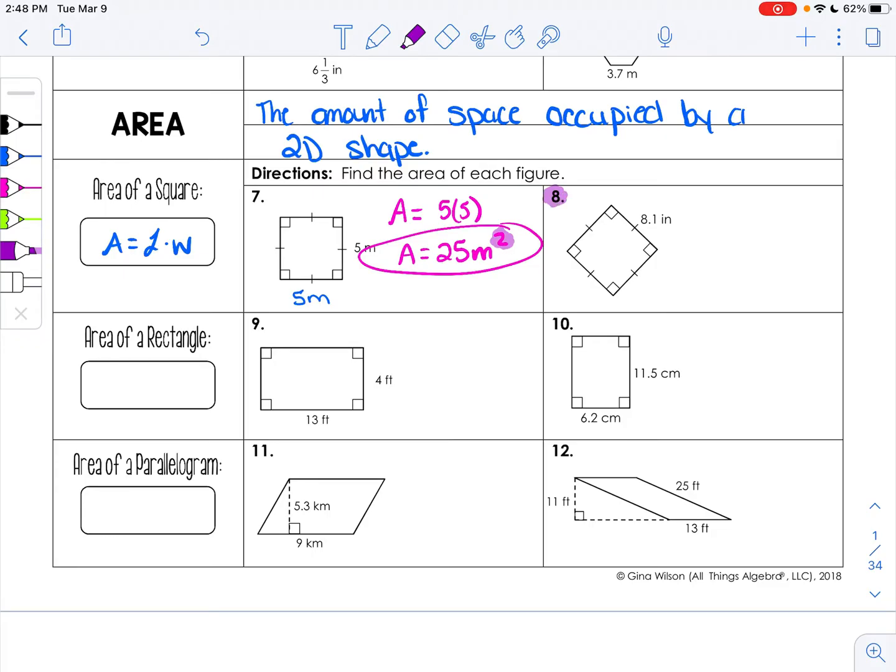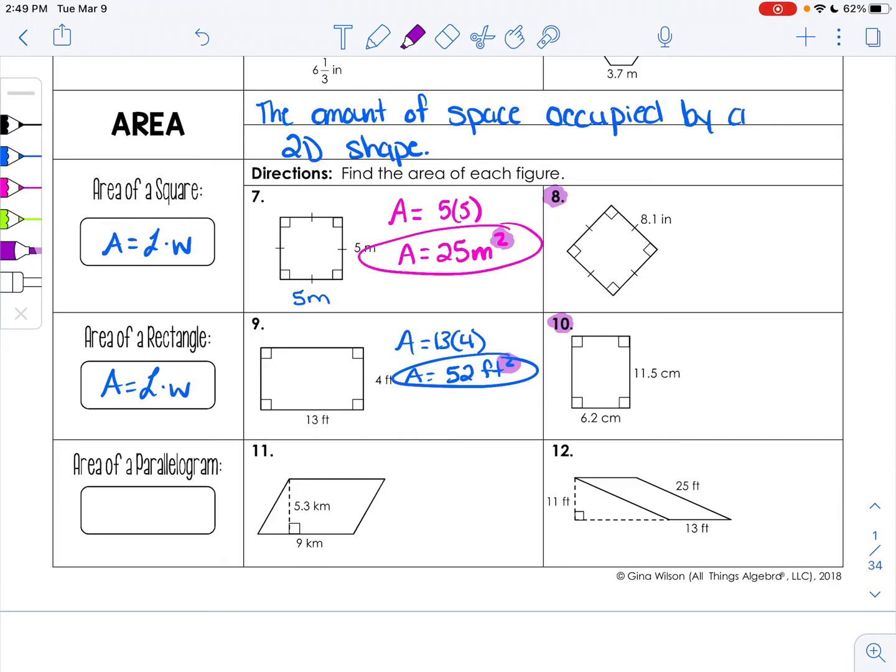And number 9 is a rectangle. So with a rectangle, we can find the area the same way, multiplying your length times your width. So to find the area of this rectangle, we would multiply 13 times 4. And 13 times 4, putting it into a calculator, is 52. And it's feet squared. So again, since we're talking about area, we have to put the squared on our unit of measure. Go ahead and highlight number 10.